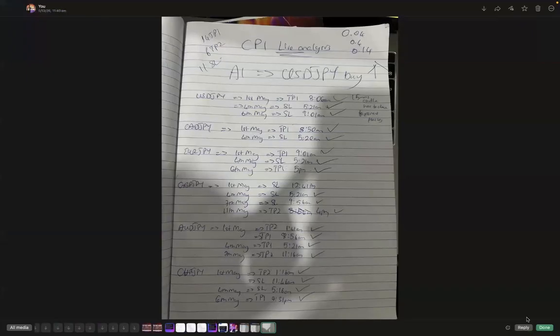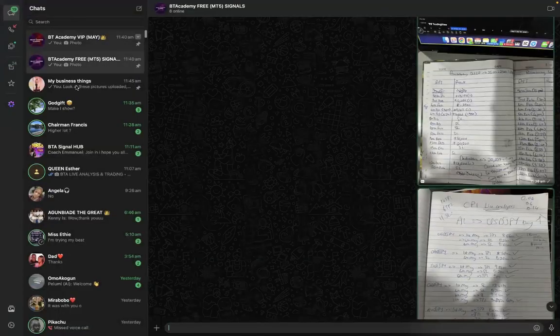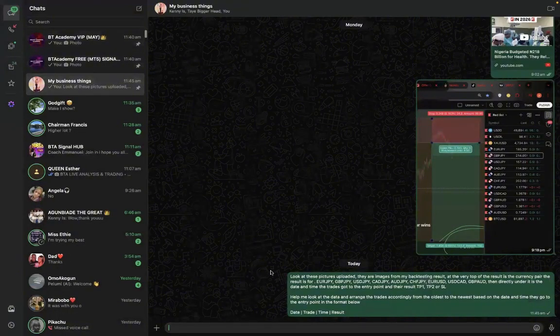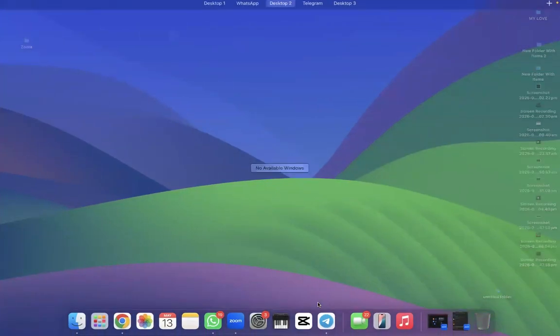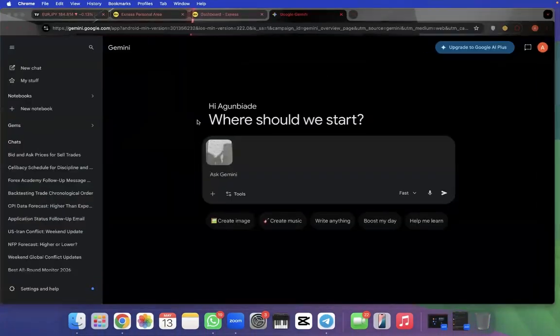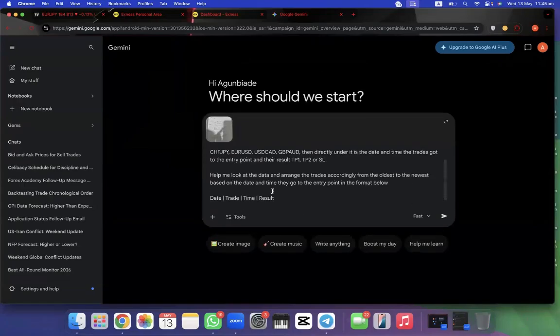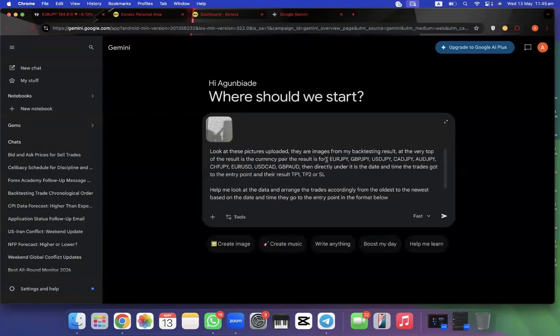So depending on your backtesting and what you're trying to get, your prompts are most likely going to be different. But just feel free to try anything out. So this is the prompt here. Look at these currencies, and I'm going to send the prompt on this data.